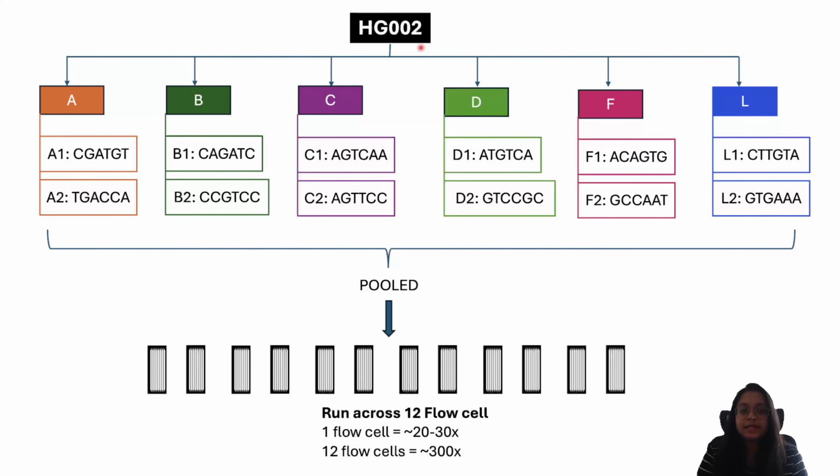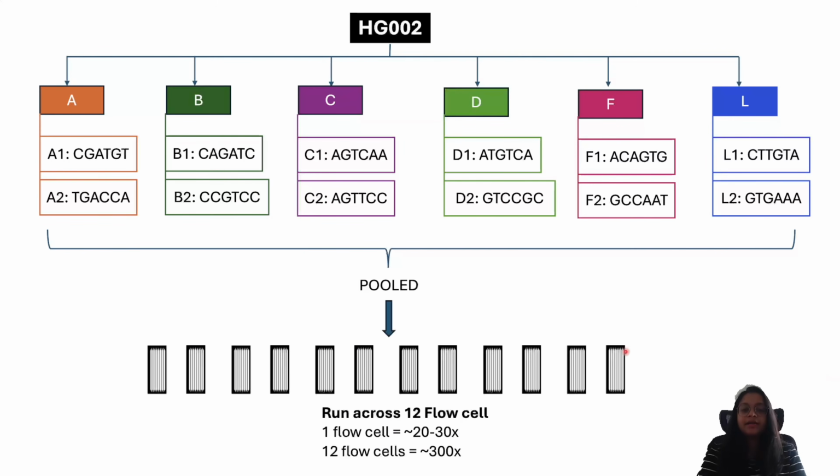So basically we have our proband, or the data from the son, and from that we have 6 vials being collected, and there are 2 libraries being prepared from each vial. So in total we have 12 libraries. You will notice that there is a unique barcode for each of the libraries, and all these libraries are pooled together and they are run across 12 flow cells.